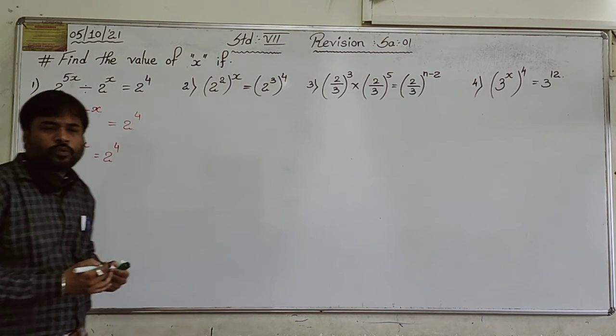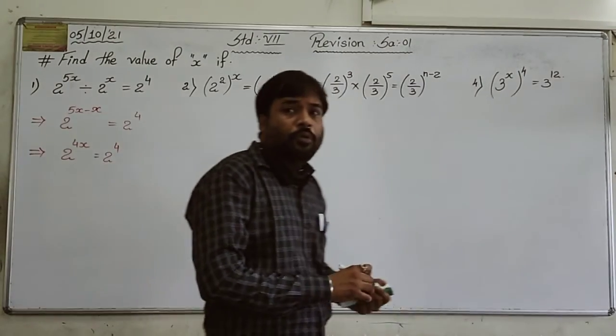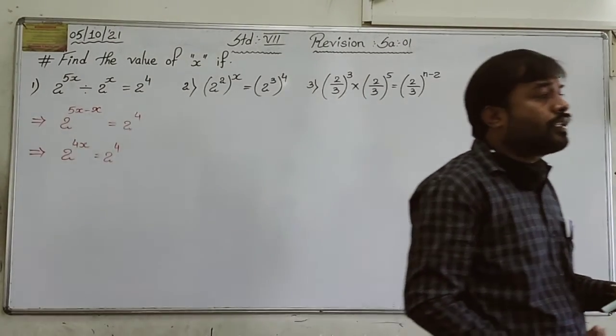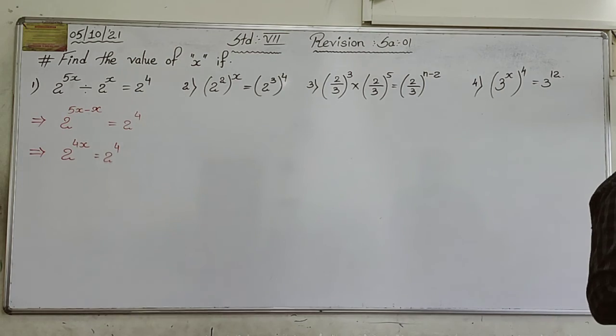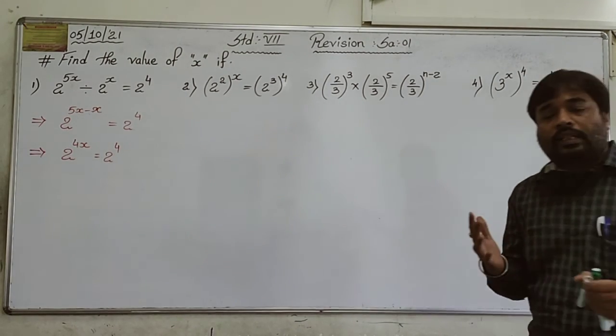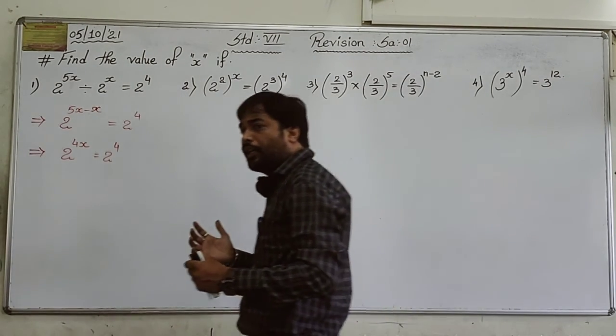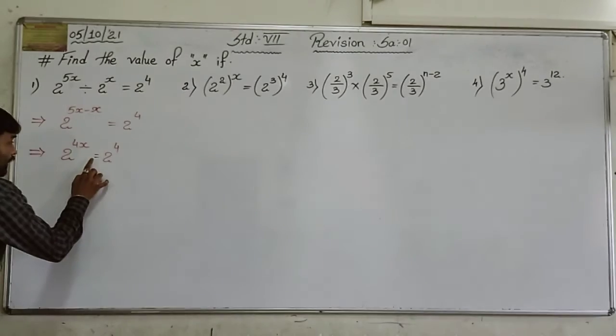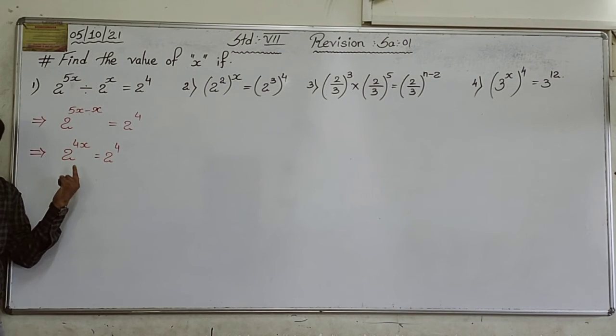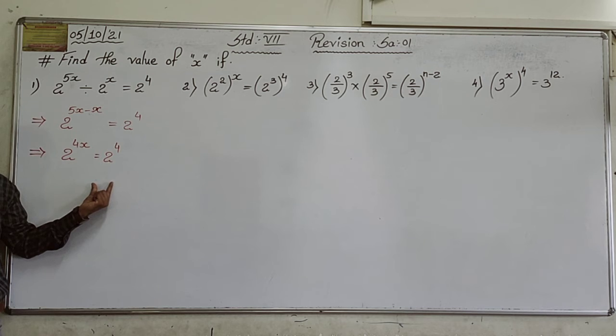Now we have to equate left hand side and right hand side. Equate is equal to sign. Its meaning is: left hand side is same as right hand side.